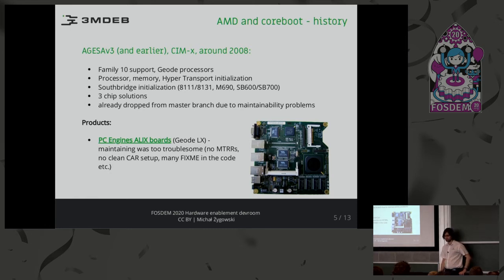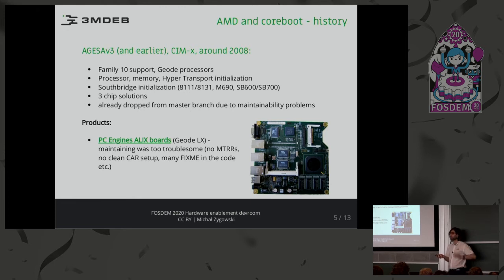There was also the southbridge initialization, the CIMX, which supported a few of these chips I have listed here. There were mainly three-chip solutions: there was the CPU, there was some northbridge, and there was the southbridge. These are currently not available in the master branch, but if you look at the older tags of the coreboot repository, you can find those. They were dropped because they were very hard to maintain.